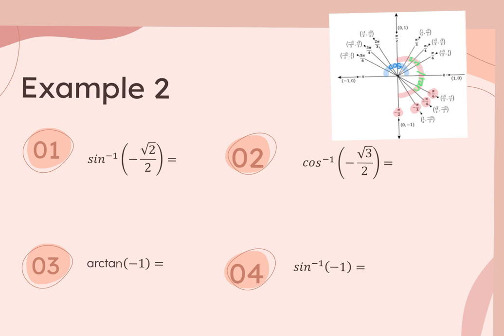Now you can't use that angle. You have to use the negative one. Negative pi over 4. Where would cosine be negative root 3 over 2? 5 pi over 6, because cosine is in the top.